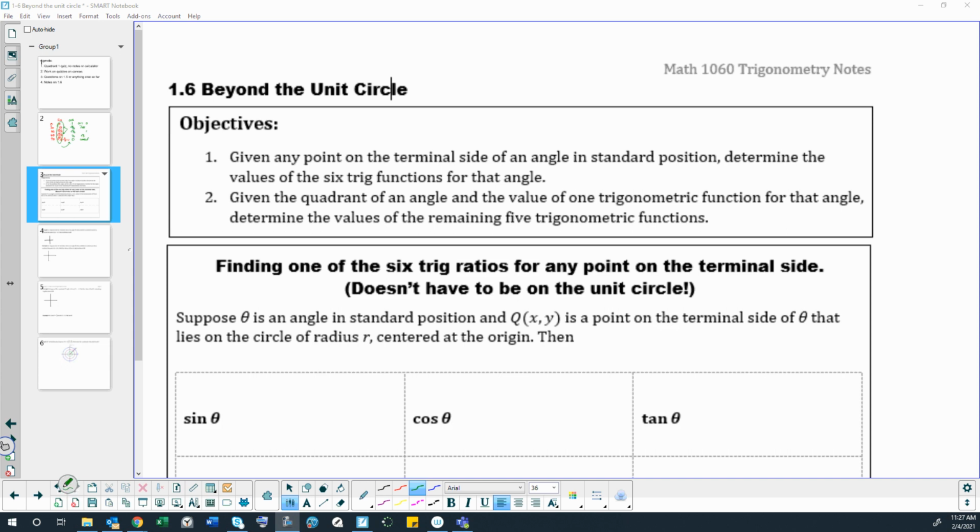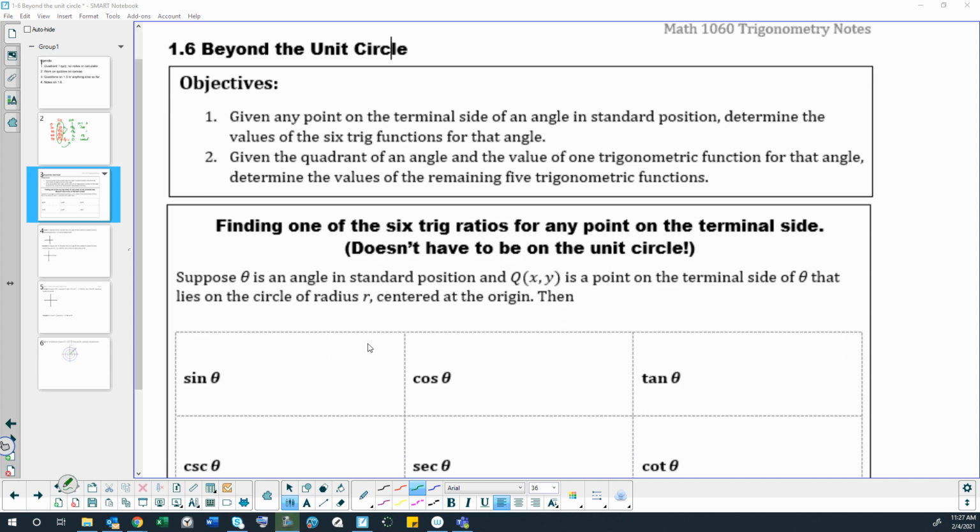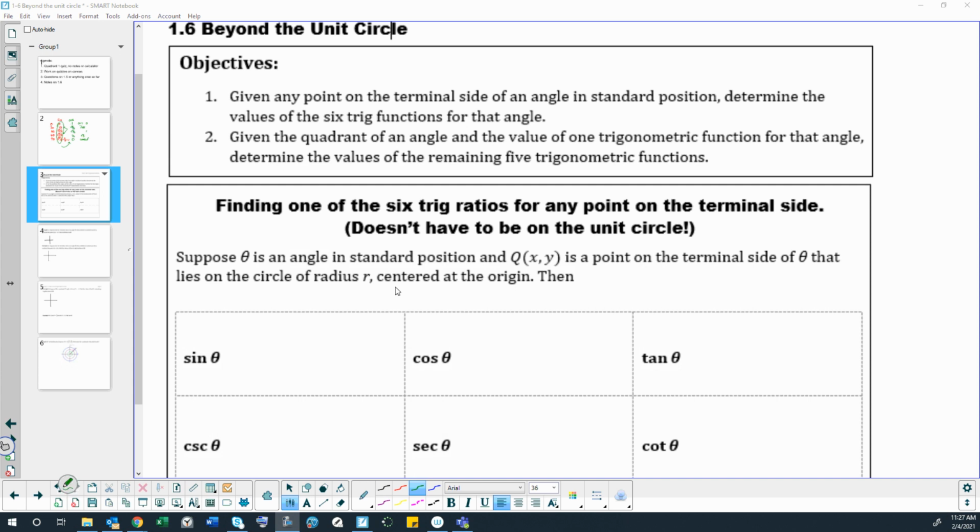So, suppose theta is an angle in standard position and Q, point x y, is a point on the terminal side of theta that lies on a circle of radius r centered at the origin. So we still are considering a circle with the radius, and we have our x and y values, so we still have a right triangle, but instead of a hypotenuse or radius of 1, the radius can be whatever, right? So then our formulas are a little more complicated because we have to have that r value considered in there.